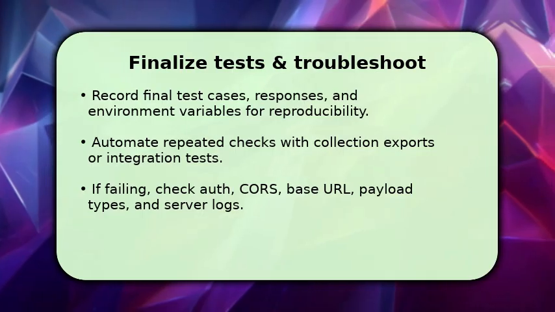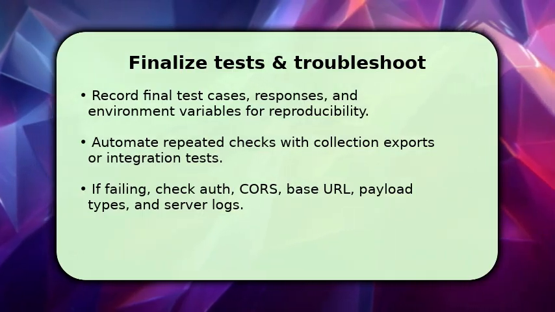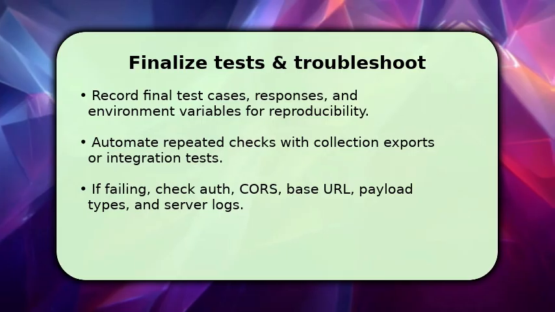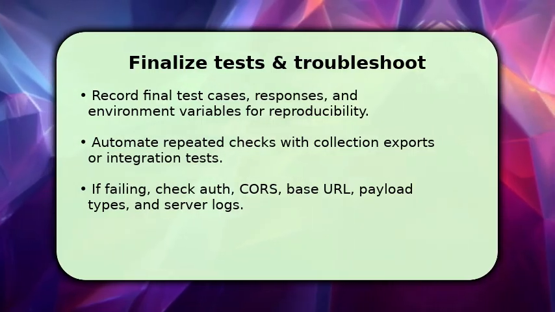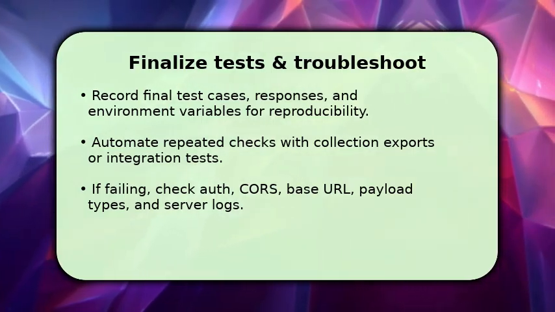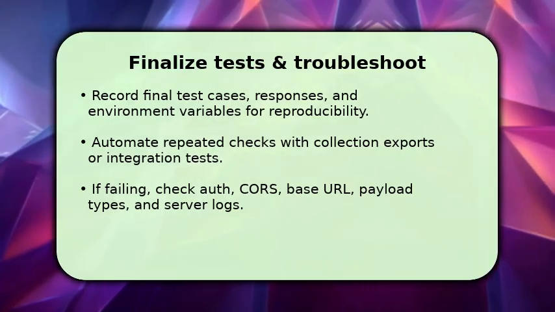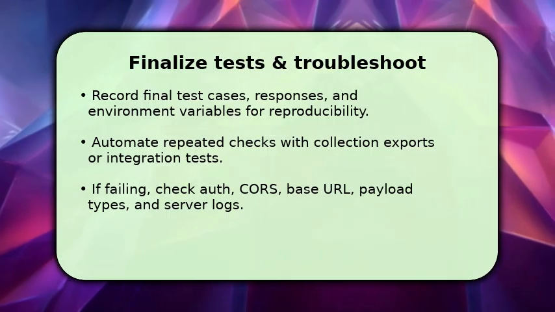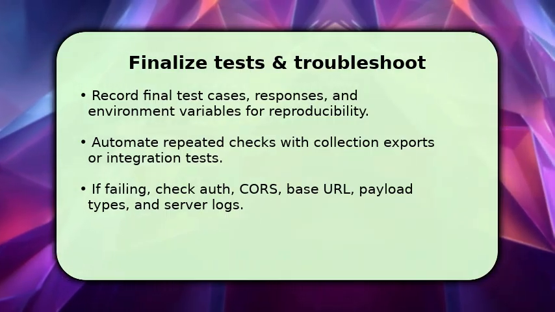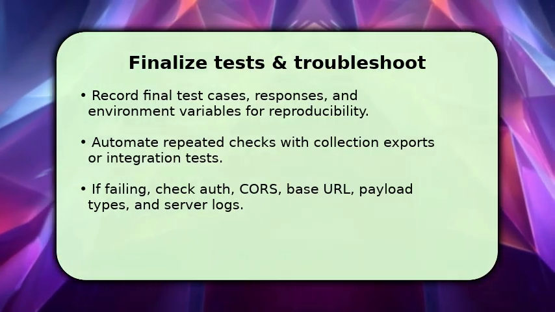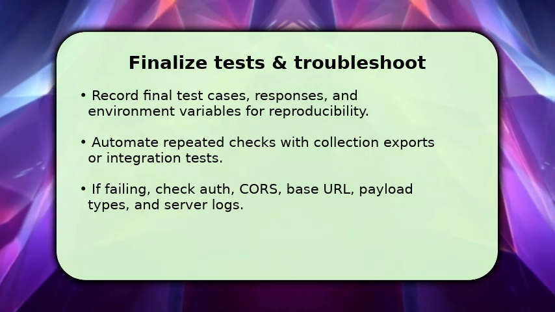If something fails, start troubleshooting. Verify the token and its scope, confirm the base URL and environment, and check CORS or proxy issues. Also validate JSON types and required fields. Inspect server logs if available. One key tip: reproduce the failing request with curl to isolate client versus server problems and gather clear error evidence.